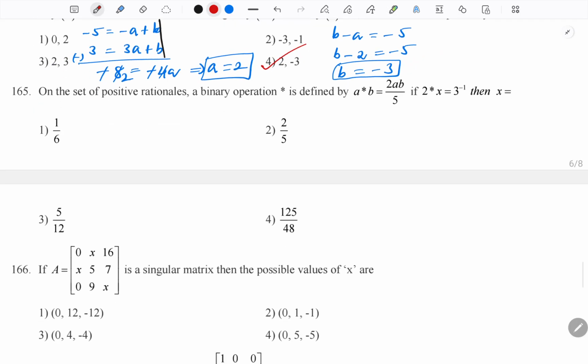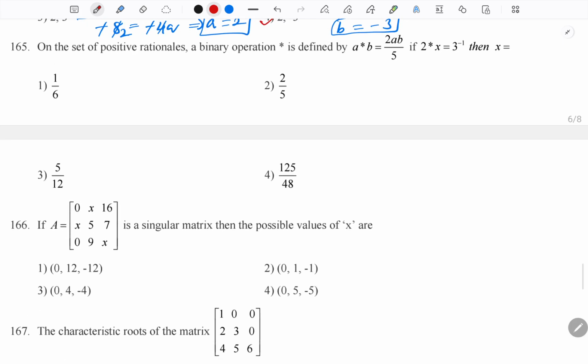Next one, it is also one of the binary operations they gave. First this one: on the set of all positive rationals, star is the binary operation, they gave one condition. Then what is the value of x they are asking, right? First apply the identity. What is the identity here? a star e equal to a. If I apply the binary operation here, 2ae by 5 equal to a, right? If I cancel a on both sides, then what is the value of e here? 5 by 2, right? Yes or no, students? Then it will become reciprocal, right?